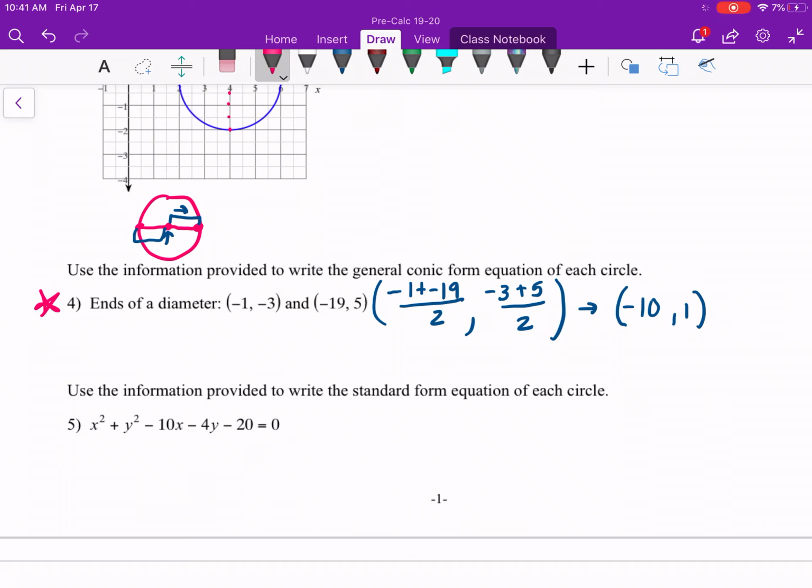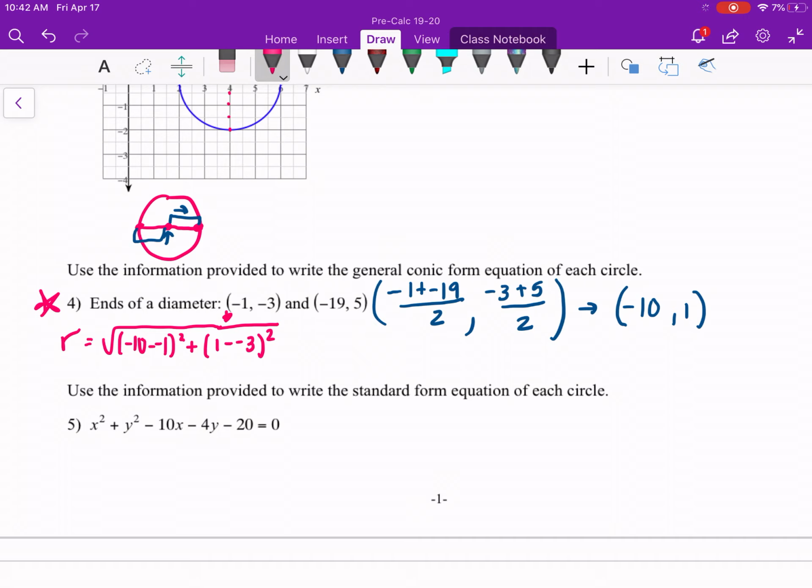So I'm going to go ahead and do this one just because the numbers are smaller. So I'm going to say the distance formula is the square root of, and actually not the distance, this is r, okay? The distance from the center to the ends of the diameter, that's my radius. So I'm just going to label it right there. So I'm going to say -10 minus -1 squared plus y minus my other y squared.